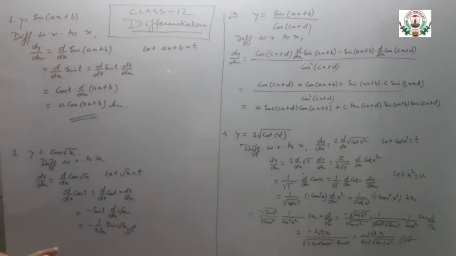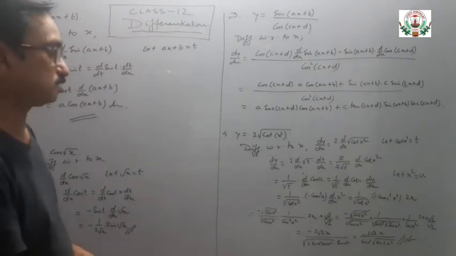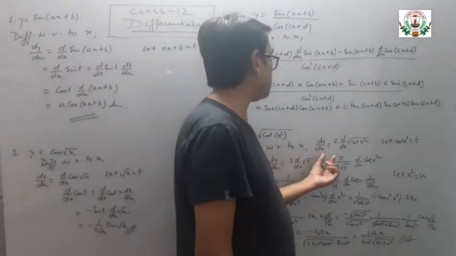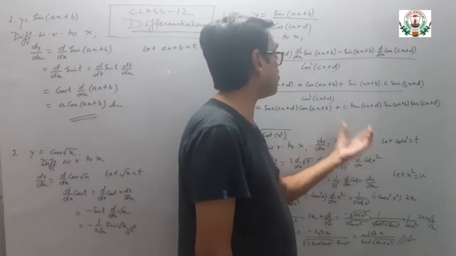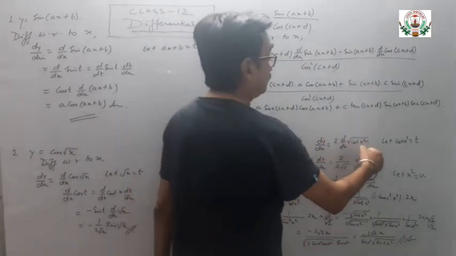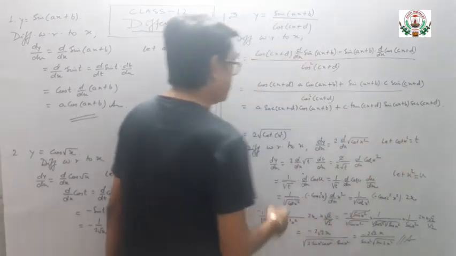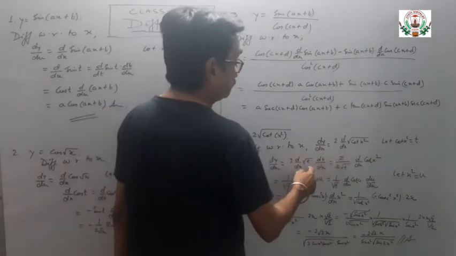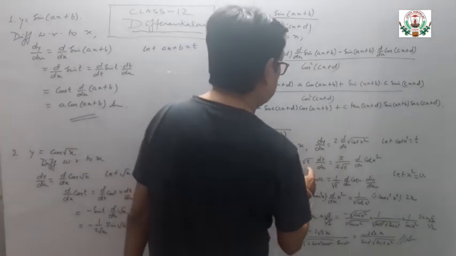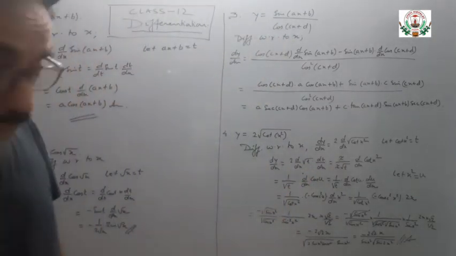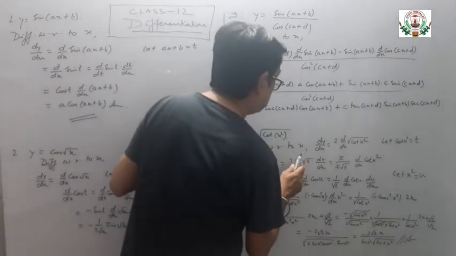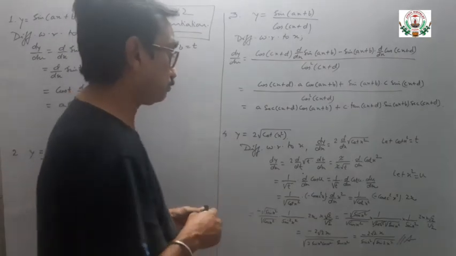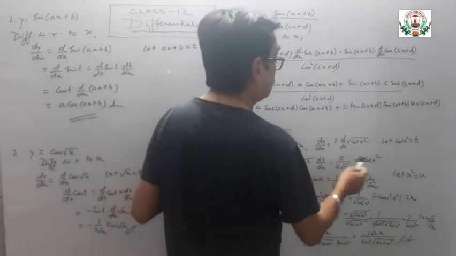Now next, y equals 2 under root cot x square. It is a function of function. Differentiating with respect to x, dy by dx equals 2 into d by dx of under root cot x square. This complete function cot x square we are going to take as t. So d by dx of root t into dt by dx, 2 d by dx of root t, this will be d by dt of root t. D by dt of root t will become 1 by 2 root t, the 2 and 2 cancel, and d by dx of cot x square.